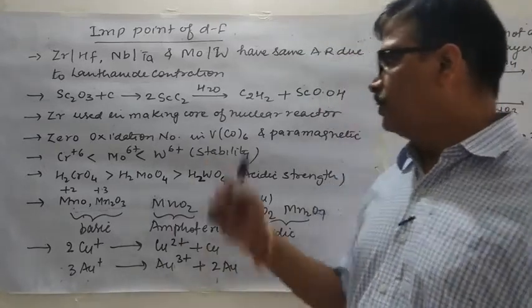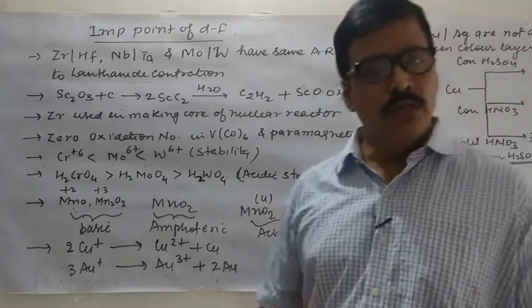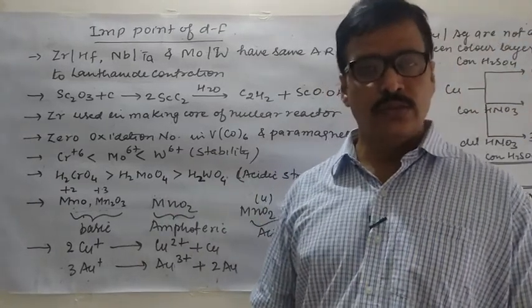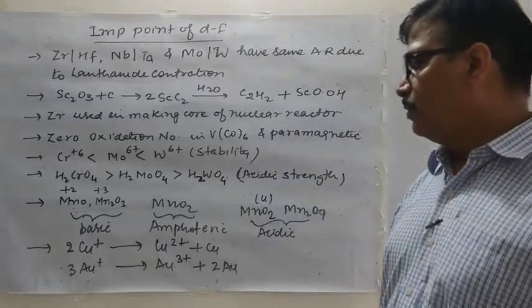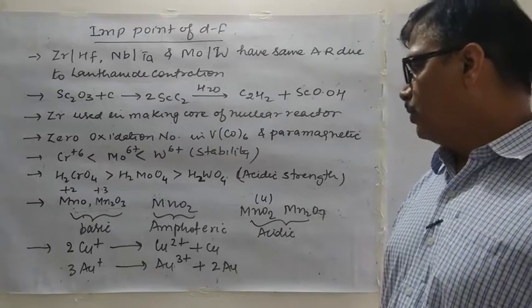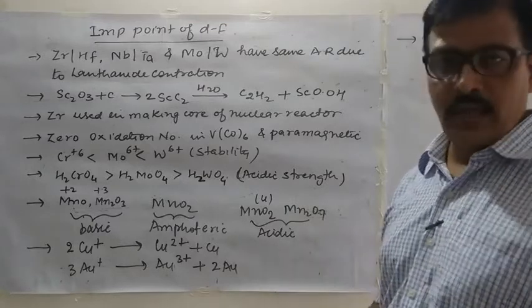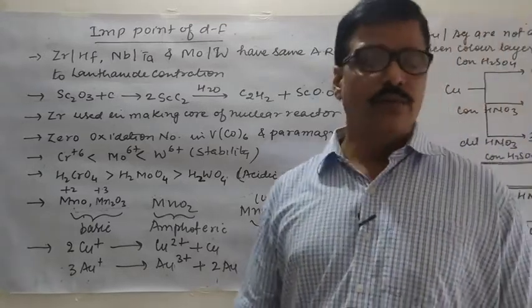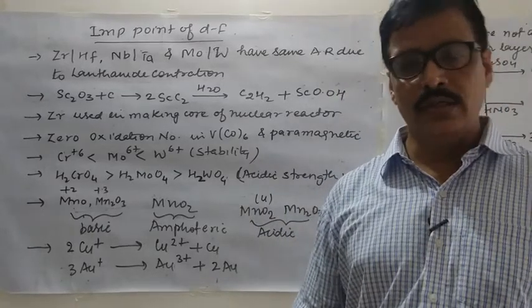Now zirconium is used in making the core of nuclear reactors. This is important especially for NEET examination students, so you must remember. Now after that, the zero oxidation state of vanadium in V(CO)6 has unpaired electrons. You find out with the help of hybridization the number of unpaired electrons, so you find out it is paramagnetic in nature.